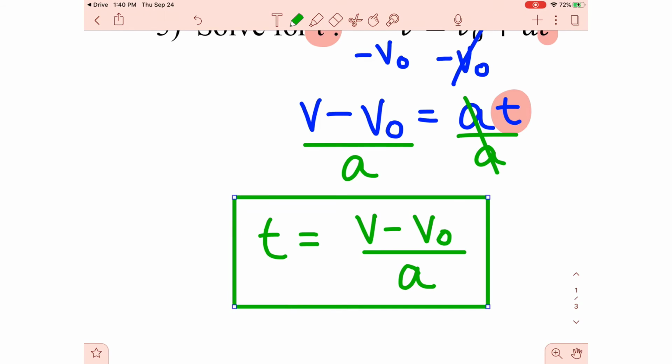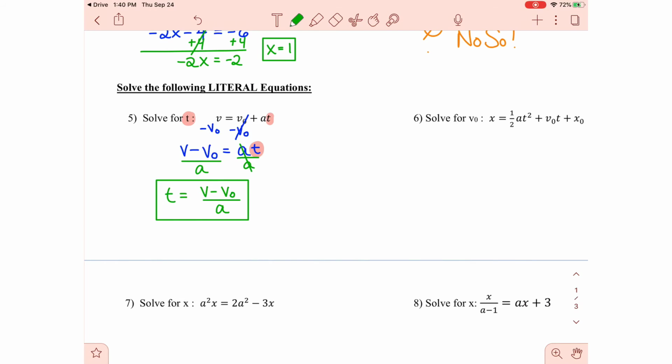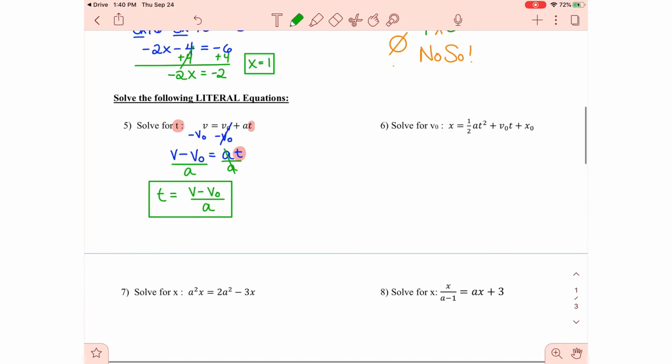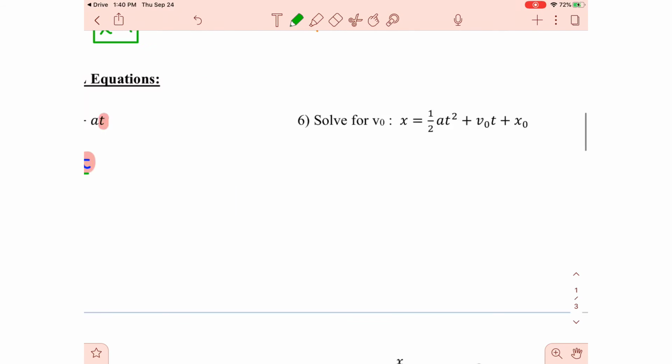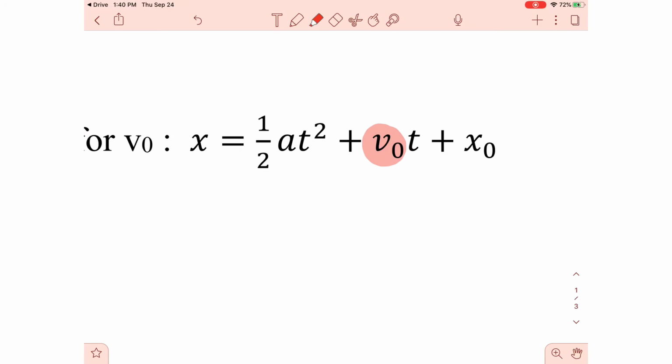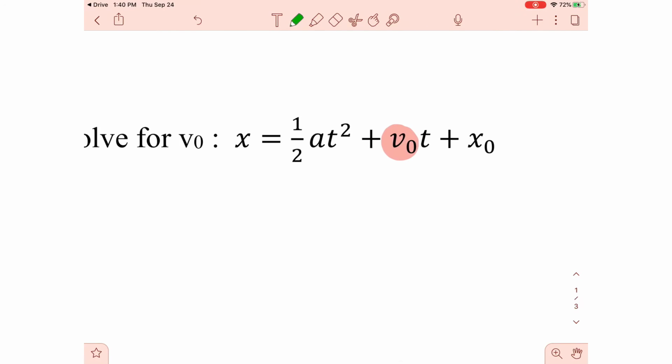So I still use the same rules of solving equations, but it's not a simple numerical answer because there's several variables going on. Okay, the next one says solve for v naught. So now I'm trying to get this guy by itself. Ooh, there's a lot to do. The first thing I want to do is move this over to the left and this over to the left.